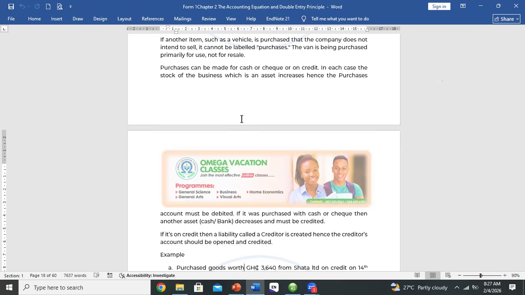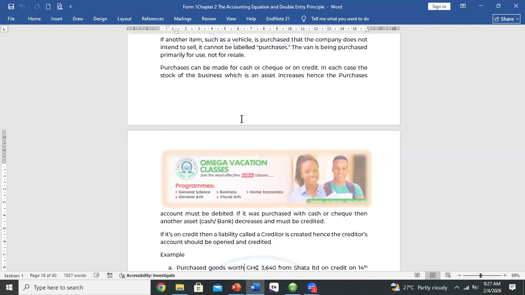So if you look at what he read, it's still back to the point that you really need to know what purchases is. If a business is buying something, you should identify whether the intention is for resale. If the intention is for resale, then you can capture it as purchases. But if it is not for resale, you cannot capture it as purchases. You need to capture it as the item. So if the person bought a vehicle not to sell but to use it in the business, you open a vehicle account and no purchases. Okay, so that's the point he read there.